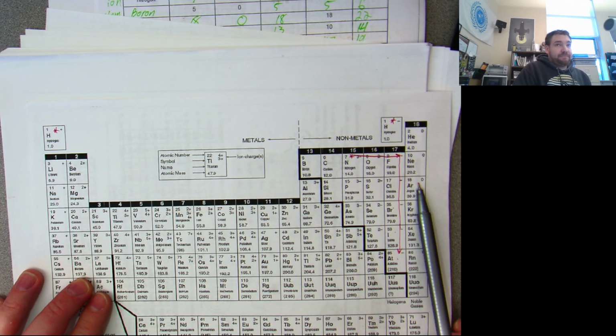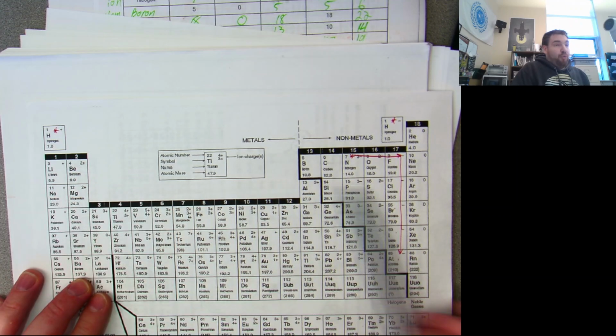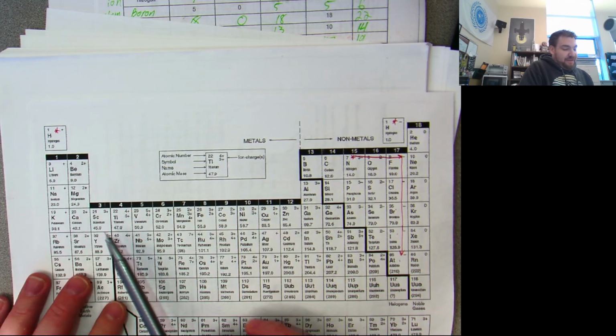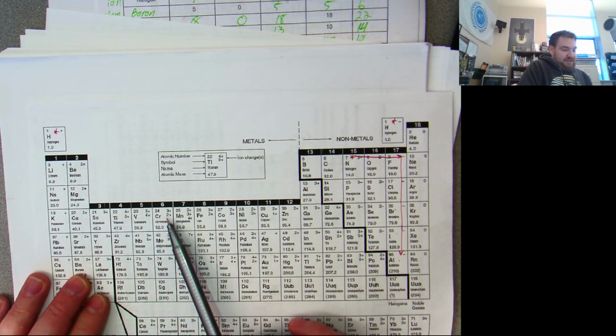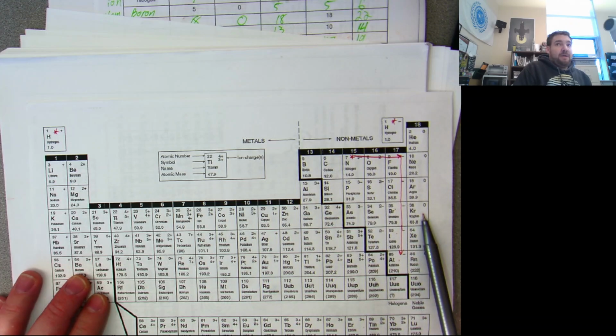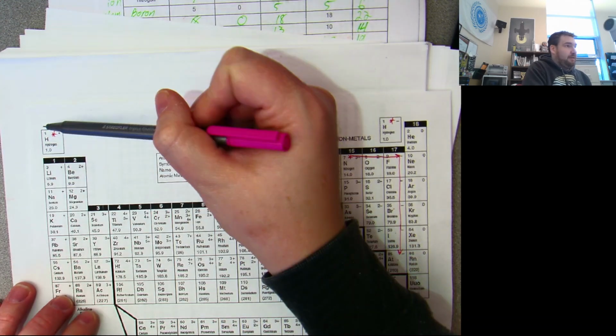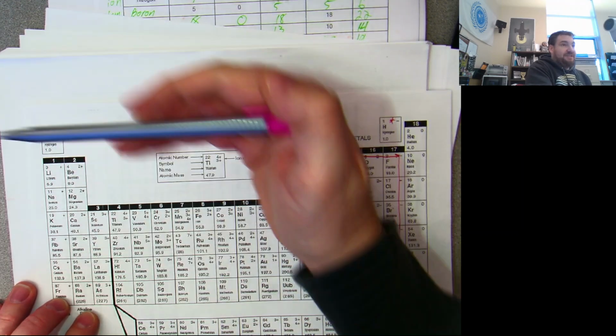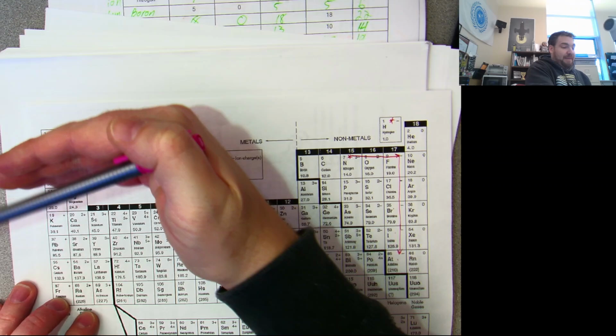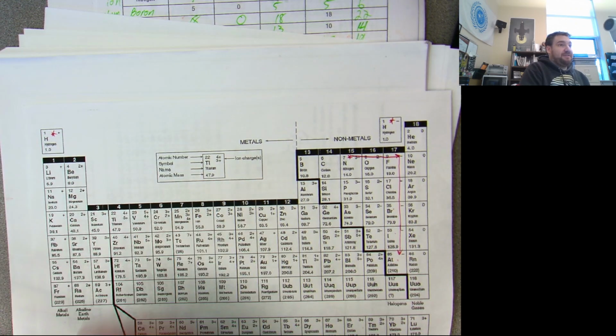This next row has 1, 2, 3, 4, 5, 6, 7, 8. This row represents that third shell. And then the fourth row has 1, 2, 3, 4, 5, 6, 7, 8, 9, 10, 11, 12, 13, 14, 15, 16, 17, 18. The row you're in is the shell, the maximum number of shells the element can have. Yes, Imparis.